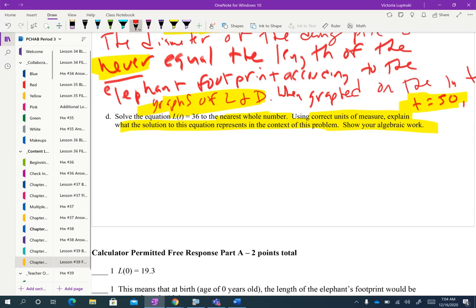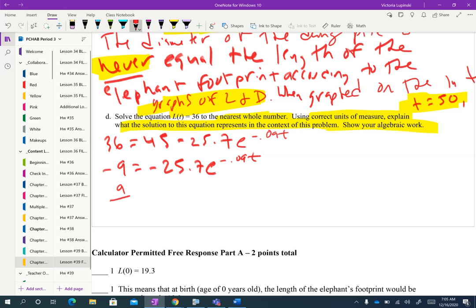So if we're solving the L equation, we set the L equation equal to 36: 45 minus 25.7 e to the negative 0.09t. Now let's solve. I'm going to start by subtracting 45 from both sides, which gives me negative 9 equals negative 25.7 e to the negative 0.09t. I would then divide both sides by negative 25.7. Dividing negative 9 by negative 25.7, I get a positive 9 over 25.7 equals e to the negative 0.09t. And again, you really should not round anything until the final step.